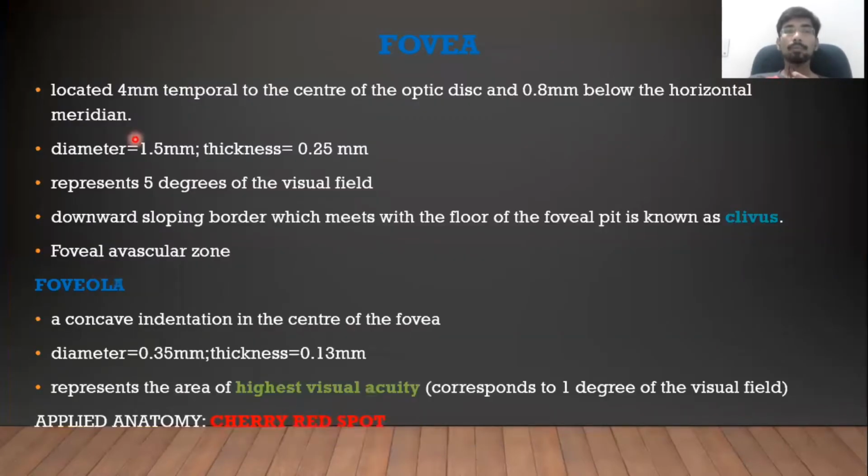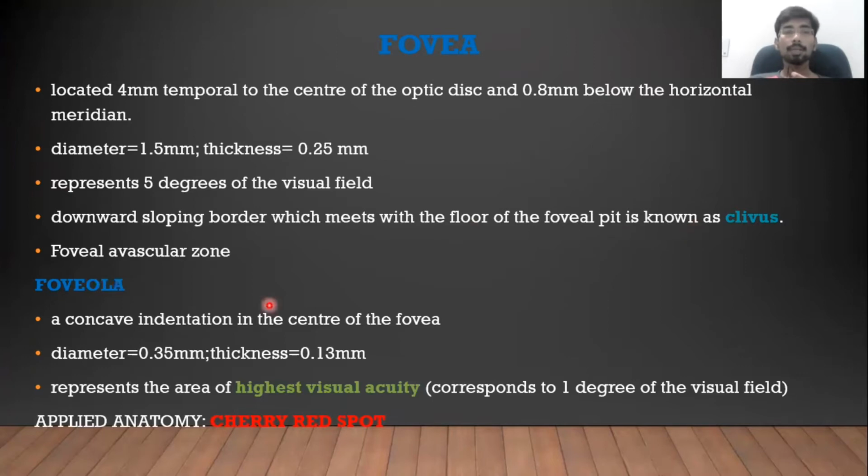Fovea located 4 mm temporal to the center of the optic disc and 0.8 mm below the horizontal line. So diameter is 1.5 mm and thickness is 0.25 mm. It represents 5 degree of visual field. Downward sloping border which meets with the floor of the foveal pit is known as clavus.